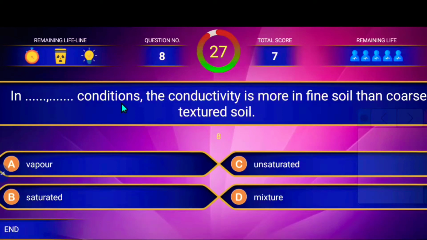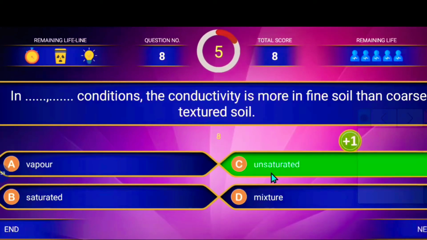In dash condition, the conductivity is more in fine soil than coarse textured soil. First option is vapor, second one is saturated, third one is unsaturated, the last one is mixture. So in which condition the conductivity is more in fine soil than the coarse textured soil? The correct option is unsaturated condition. We go to the next question.